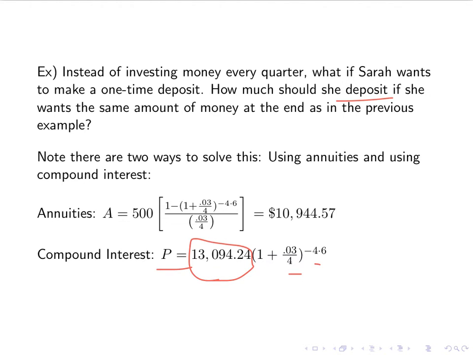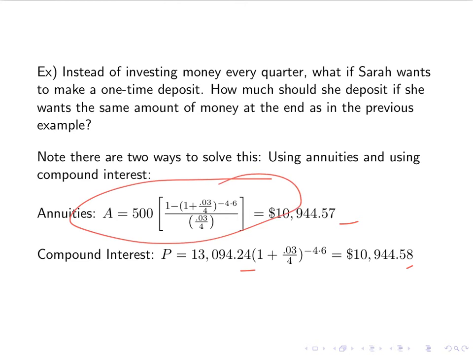M is 4, T is 6, or little r is 0.03. So I'm just changing this into a lesson 18 problem, but you have to use the 13,000 from the previous example. You should be getting the same thing. It's off by a penny because we rounded here. This wasn't an exact answer, but it should be roughly the same thing. Okay.